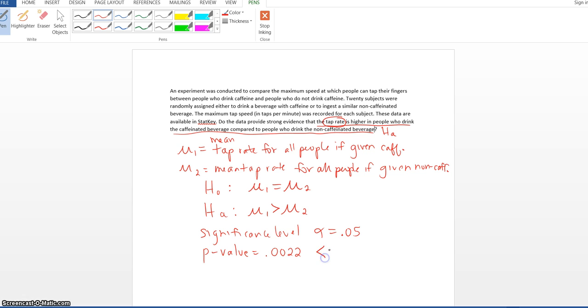To make a decision, I compare this to my significance level. This is less than my significance level. So I reject my null hypothesis. Which means that I have strong evidence in favor of the alternative.